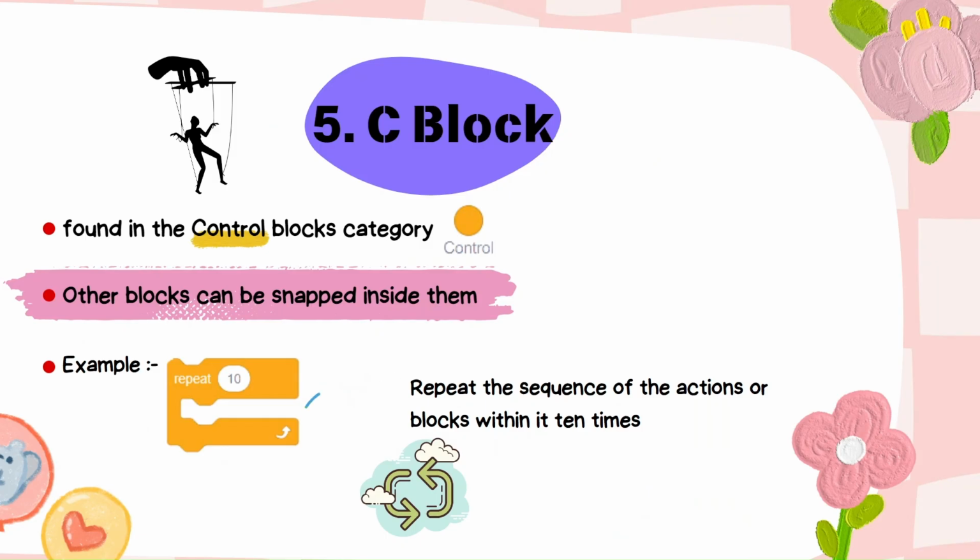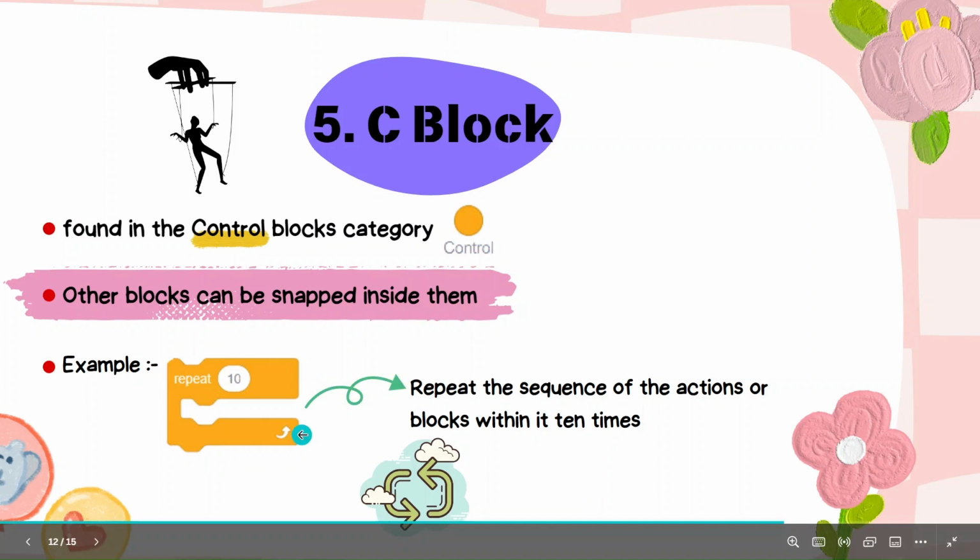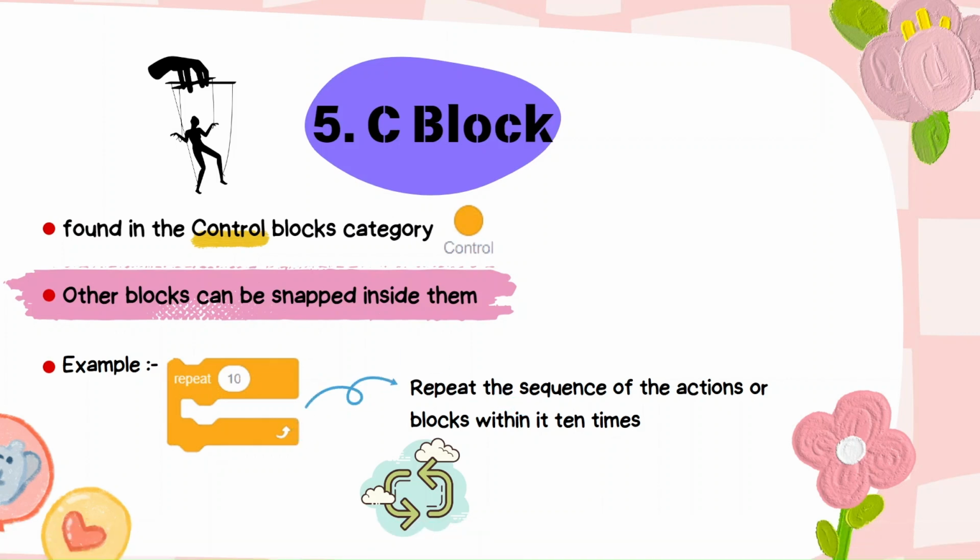Now talking about the fifth one, which is quite interesting. These are our C blocks. They are basically found in our Control block category, and other blocks can be snapped inside them, like we can hold other blocks. As you can see, its shape looks somewhat like a C, right? So these are used when we have to embed something in these blocks.